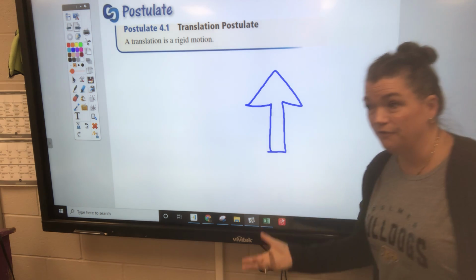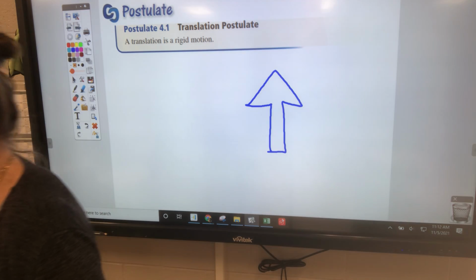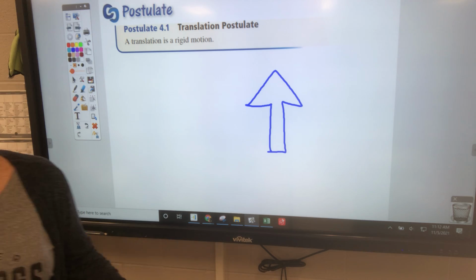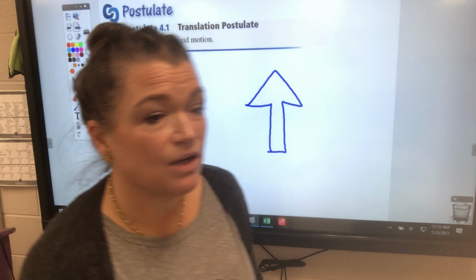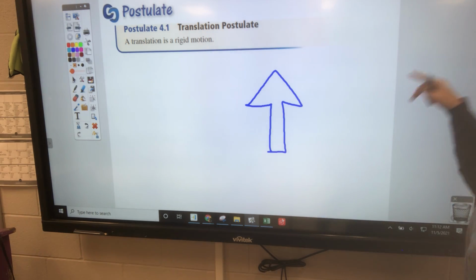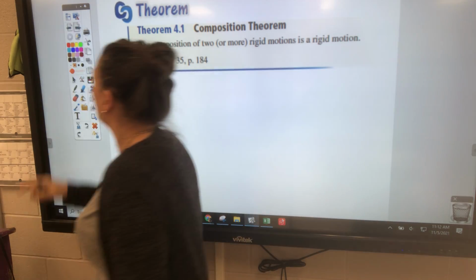Now, we also have reflections and rotations that we'll get to, and dilations that we'll eventually get to, and we'll talk about whether those are rigid or not. But a translation is a rigid motion. It does not change. Does that make sense to you?